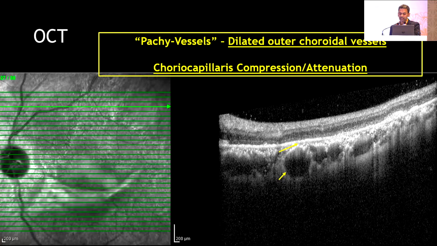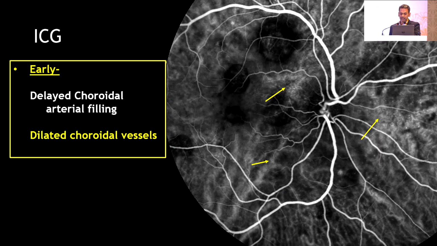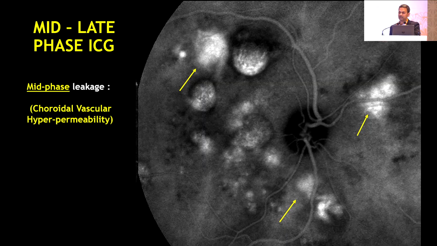And more importantly, dilated Haller vessels, more than 80% of the thickness, with overlying choriocapillaris attenuation or compression. The early phase of ICG shows delayed choroidal arterial filling, and you have the dilated choroidal vessels, and in the mid phase, patchy areas of choroidal vascular hyperpermeability. So these imaging findings are common to these diseases.